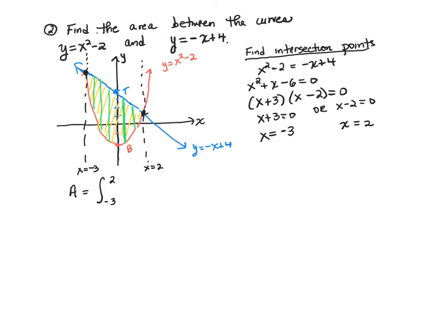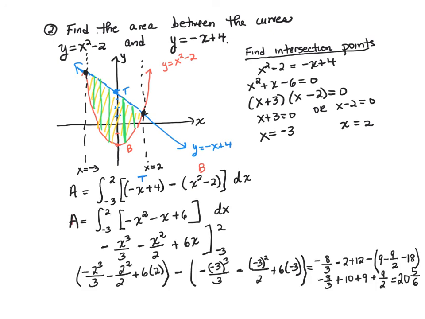The top function is the line, the opposite of x plus 4. The bottom function is the red, which is the parabola, x squared minus 2. And be very, very careful of the order that we put these in. So the top here happens to be the line, which is in blue. This is the top. And the bottom is the red. Okay, now pause the video and calculate the area between these two curves, and we'll check in a minute together.